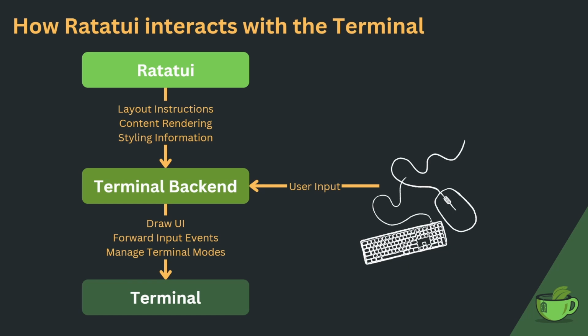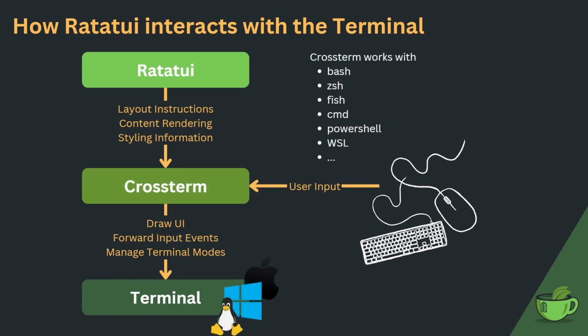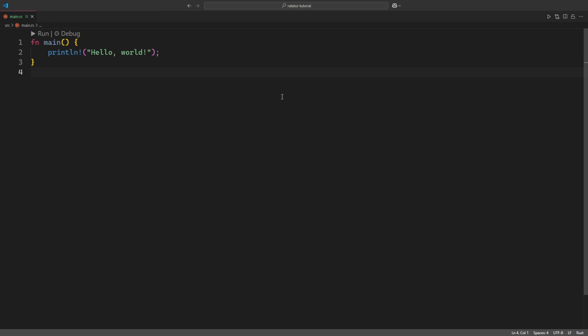One of the most popular backends is crossterm, and it's also the default when using Ratatui. With crossterm as the bridge between Ratatui and the terminal, you get portability as crossterm supports multiple platforms seamlessly. This means your Ratatui-based TUI can run on Windows, macOS, and Linux without modification. Let us now start coding.